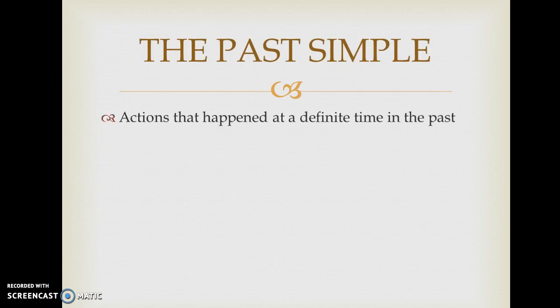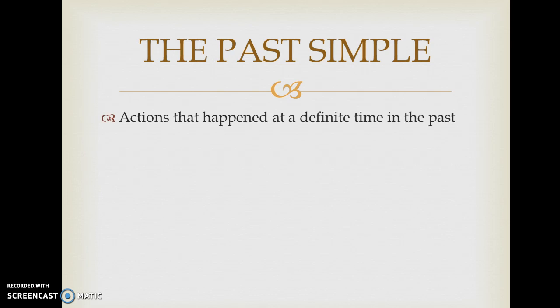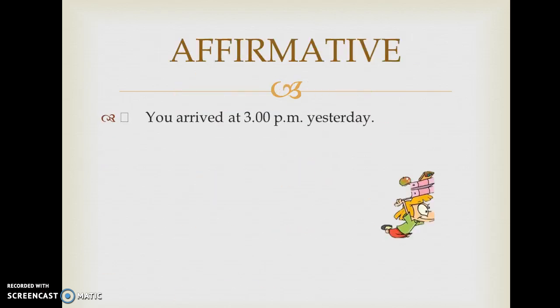The past simple is different. In the past simple, we have actions that happened at a specific time, at a definite time in the past. And of course, there are also actions that describe events in chronological order. We add ed to the regular verbs in the affirmative, only to the regular verbs. Here we have an example. You arrived at 3 p.m. yesterday.